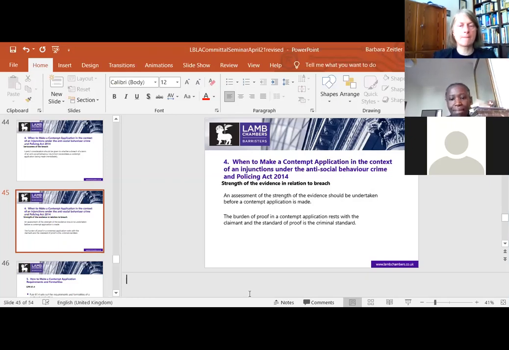So before a contempt application is pursued, a claimant should always objectively assess the strength of the evidence that they have in relation to each alleged breach, to determine if it will discharge the evidential burden of proof to the criminal standard. And that's something that should always be remembered, and I can't stress that enough.